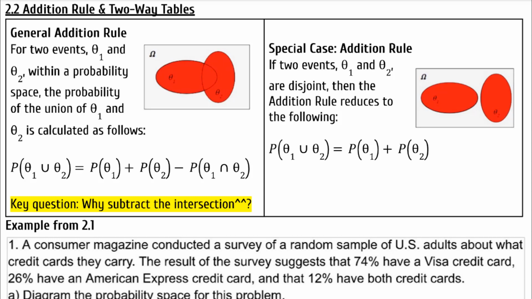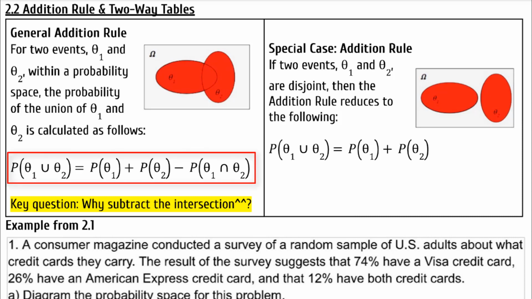Today we're going to learn about the addition rule and an introduction to two-way tables. General addition rule. For two events, theta 1 and theta 2, within a probability space, the probability of the union of theta 1 and theta 2 is calculated as follows. Probability of theta 1 union theta 2 equals the probability of theta 1 plus the probability of theta 2 minus the probability of the intersection of theta 1 and theta 2.